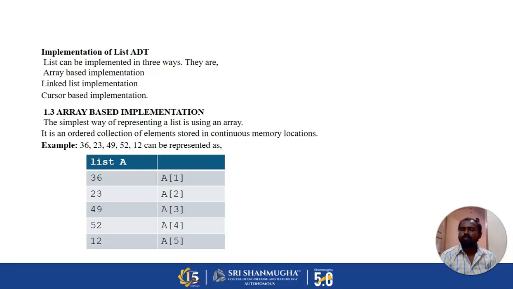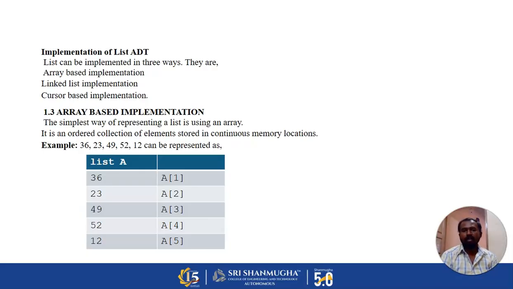There are array based implementation, linked list implementation, and cursor based implementation. What is meant by array based implementation? The simplest way of representing a list is using an array. It is an ordered collection of elements stored in continuous memory locations. Example: 36, 23, 49, 52, 12 can be represented as an array.